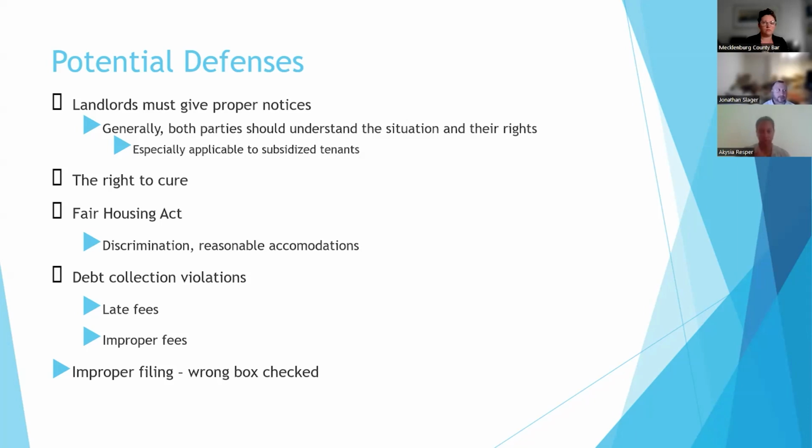And so if a tenant really pays attention to what's going on or talks with legal aid, they can get an idea of whether the box is correct or not. And I assume landlords can talk to their own attorneys too, but like I said, that's not the type of law that I practice. Next slide, please.